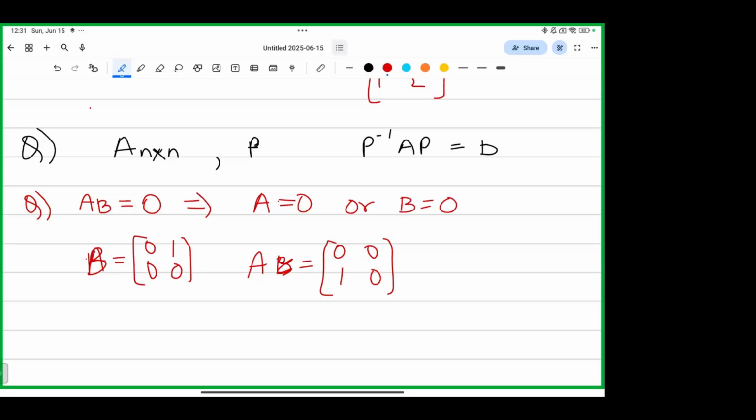Very good. So the statement is not true. Like if AB equals zero, then BA cannot be zero, right? Yes, sir. Okay. What about if AB equals I? Is it possible that BA cannot equal I, meaning the identity matrix? No, sir, that is also not true.